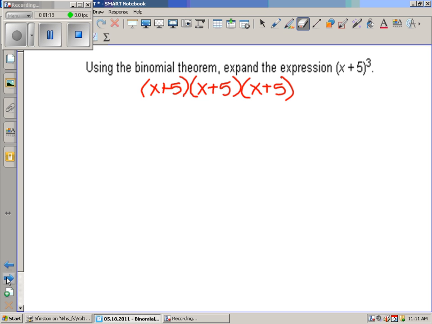Yep, that would take forever. You'd have to FOIL the first 2, and then you'd have to FOIL that by the last one. That would take absolutely forever. Nope, we're going to take a shortcut now that we know some formulas. Here's what you do. This number over here is super important. It's where we start.